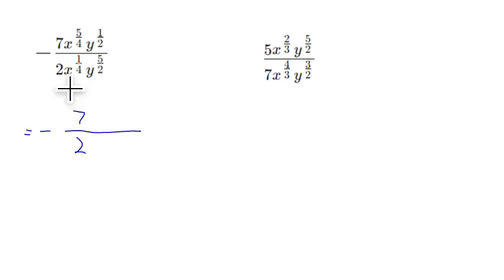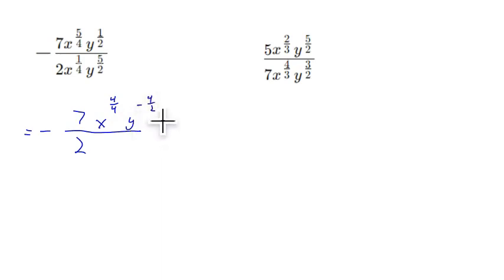Then we have x to the 5/4 minus 1/4. And 5 minus 1 is 4, so that'll be x to the 4/4. I did 5/4 minus 1/4. And here we have y to the 1/2 divided by y to the 5/2. We'll go ahead and subtract those exponents. 1/2 minus 5/2 would be negative 4/2. That'd be one way to think of it.